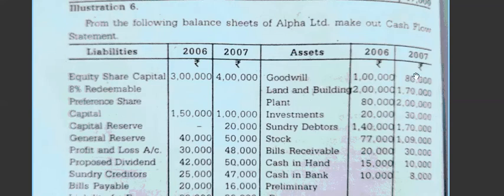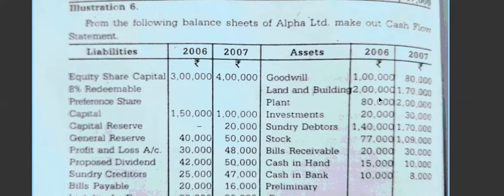Goodwill is not purchased goodwill. I think goodwill has been written down, reduced. It means goodwill is written off, so it will go for the operating activities. Land and building is reduced, which means it is sold.